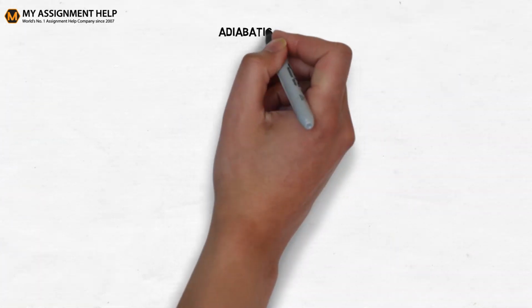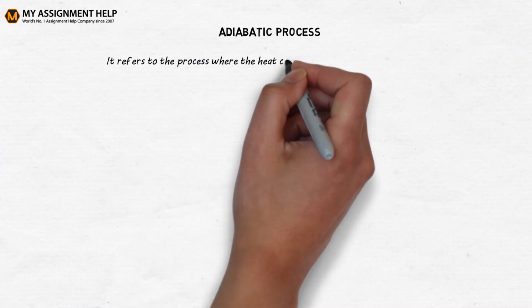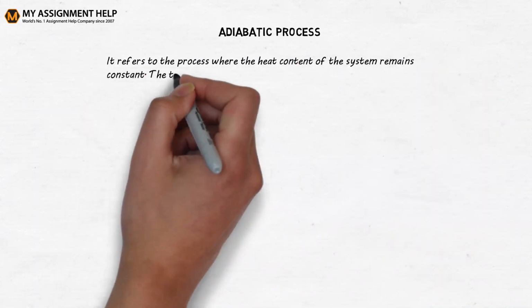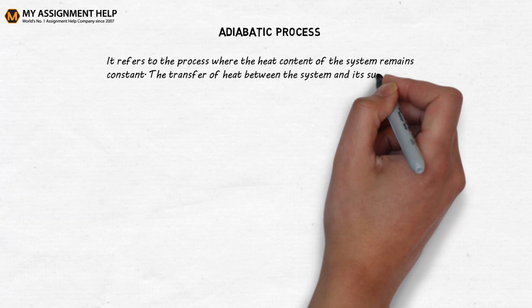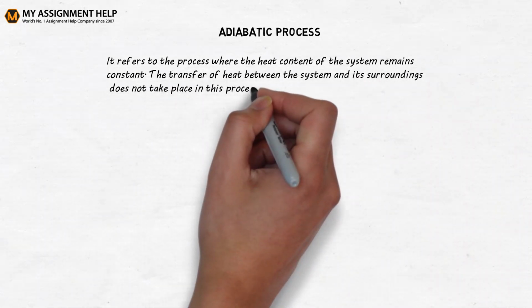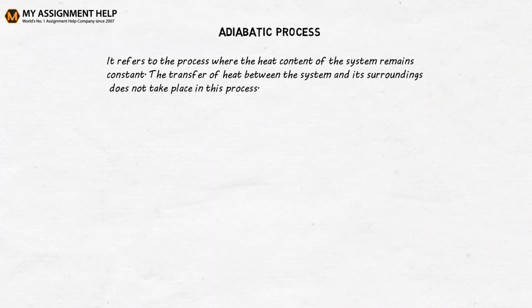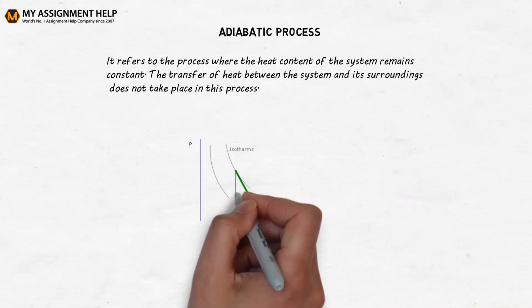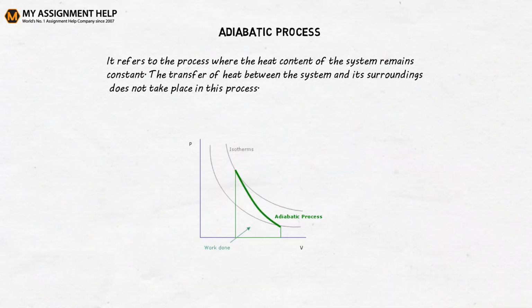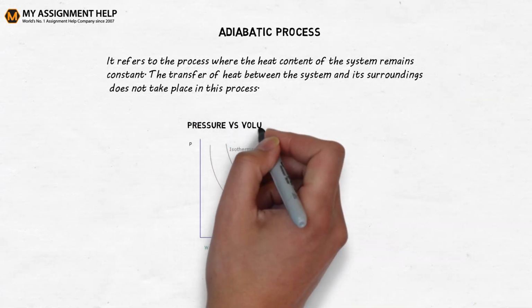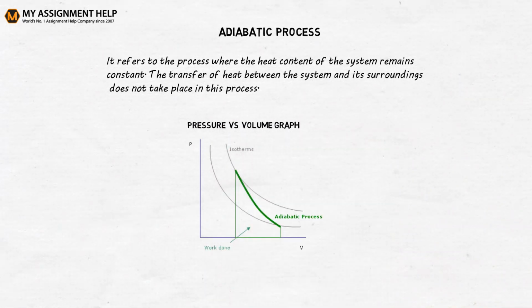Adiabatic process. It refers to the process where the heat content of the system remains constant. The transfer of heat between the system and its surroundings does not take place in this process. Take a close look here. The diagram represents the pressure versus volume graph of an adiabatic process. The area under the curve represents the work done during the process, along with the curves we can see between the starting and ending volumes.